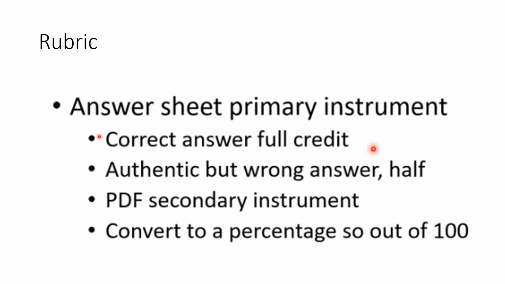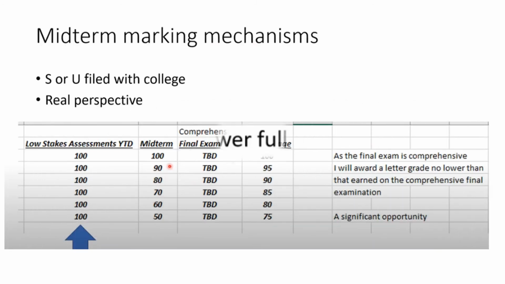My rubric is I do treat the answer sheet in Blackboard as the primary grading instrument. So if I find the correct answer listed there, that'll be full credit. If I find an authentic answer but wrong answer, I will give partial credit, probably half credit, and I will look at your PDF to see if you had sufficient work for me to give you the credit, and I'll probably be liberal on that. And then I'll convert your percentage to out of 100 for your score on the midterm.